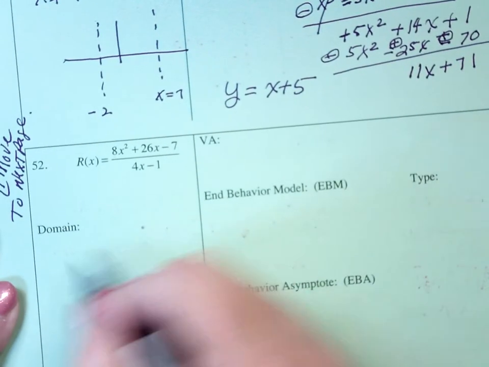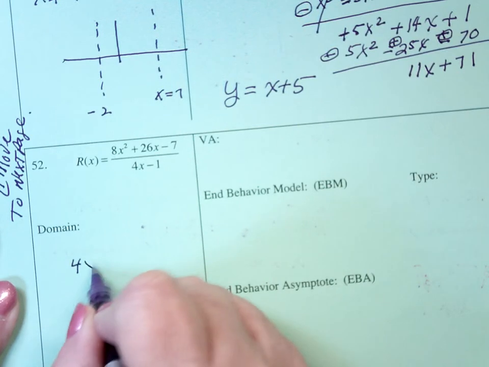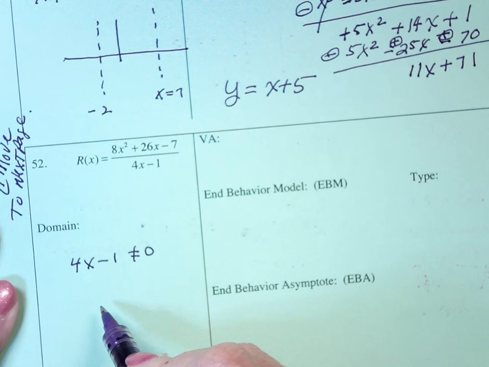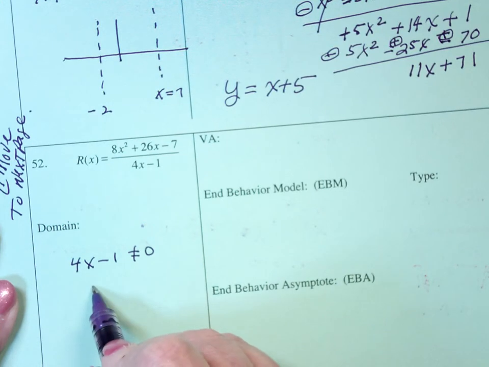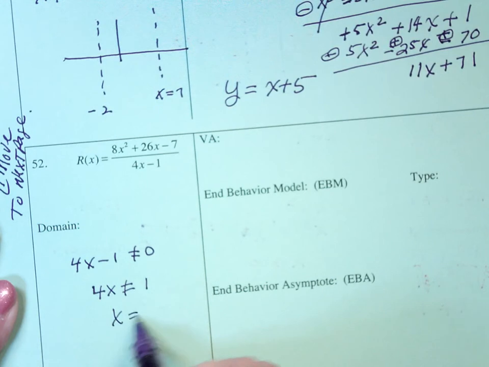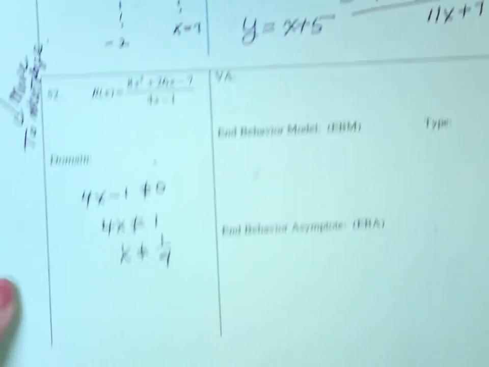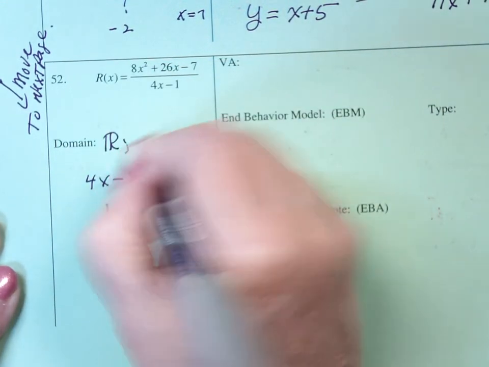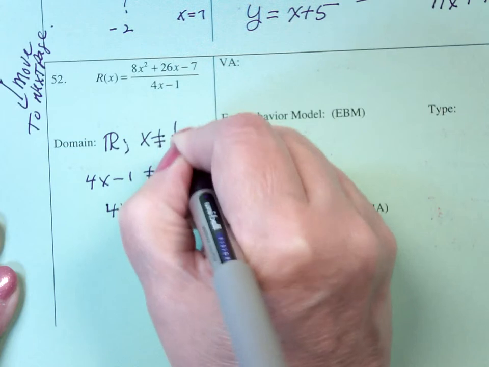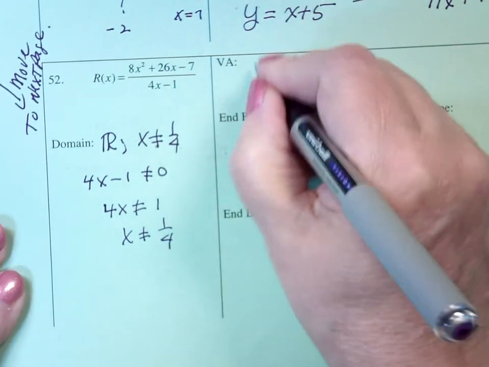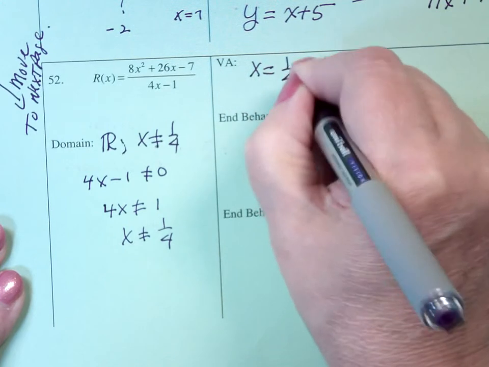So what's the domain? Well, we know that 4x minus 1 can't be 0, which means that 4x can't be 1, or x can't be 1/4. So it's going to be all real numbers except for 1/4. That means my VA is x equal 1/4.